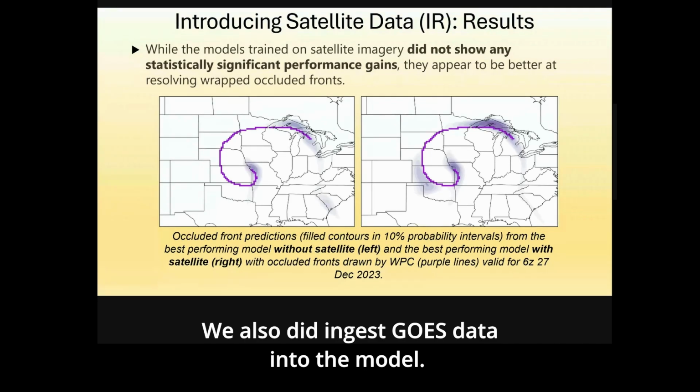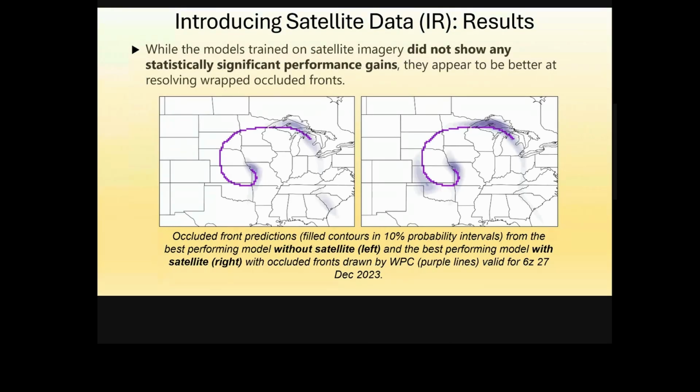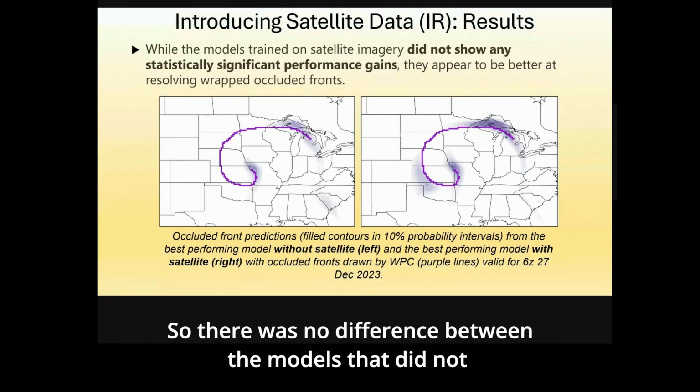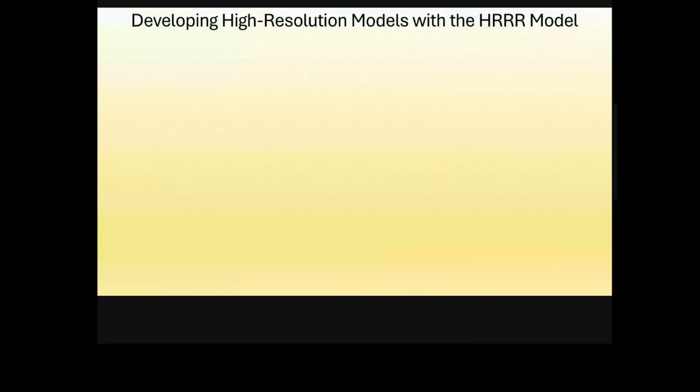We also did ingest GOES data into the model. So we actually took specific bands, like the water vapor bands, the brightness temperature, and we also did a visible satellite as well. And we got basically the same results. So there was no difference between the models that did not have satellite data and the models that had the GOES data or the infrared imagery.